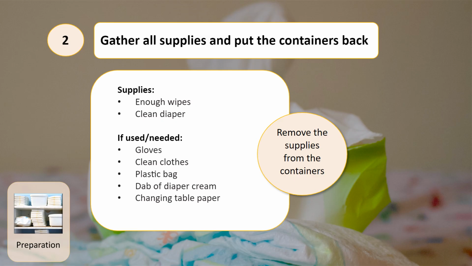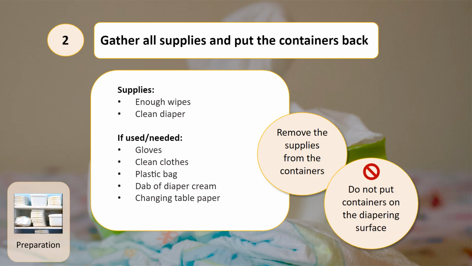The supplies should be placed near the changing surface above the child's head. Do not put containers on the diapering surface. The placement of the supplies is to reduce the risk of contamination when removing the soiled diaper. Once you have completed the preparation steps, you will be ready to move on to the dirty phase of the diaper changing procedures.